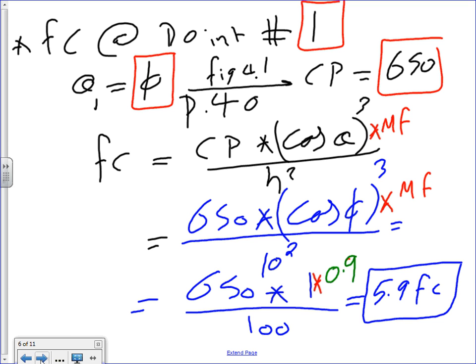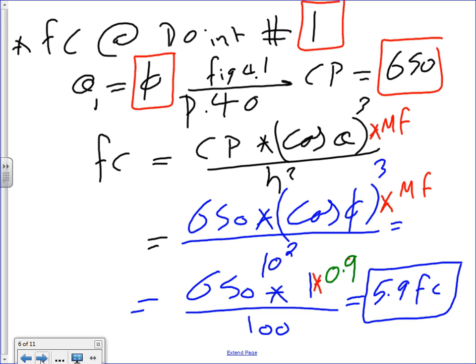I said foot candle at point number 1. Everybody knows where point number 1 was, right underneath the fixture. Everybody's thumbs up. Point number 1. Now at point number 1, the angle is what? 0, right underneath it, because we're measuring the angle from the vertical, guys. The angle is right here. So if it's like this, the angle is what? 0, right here underneath me.